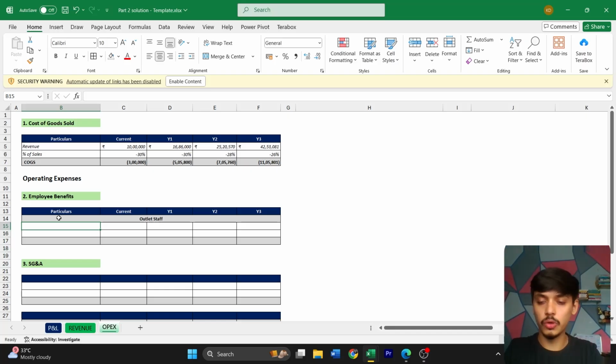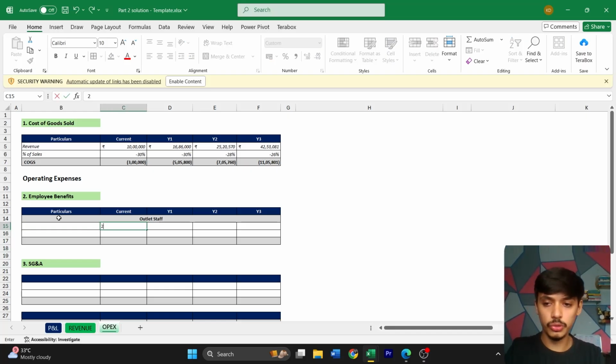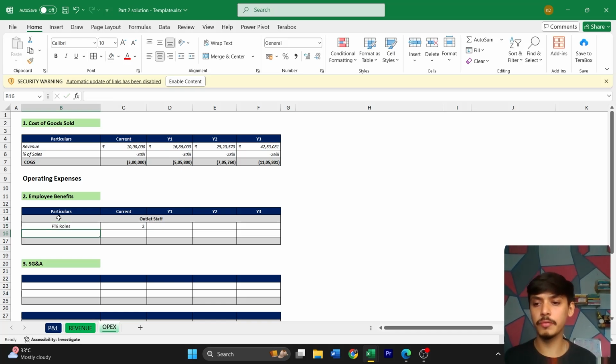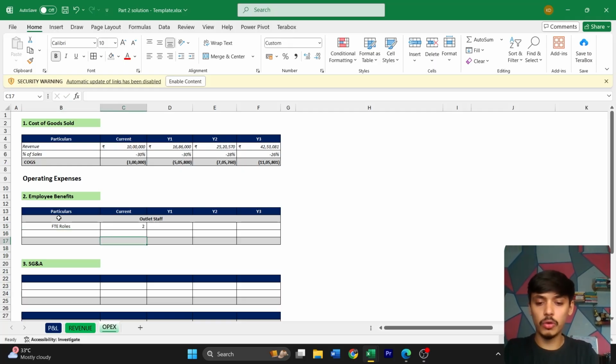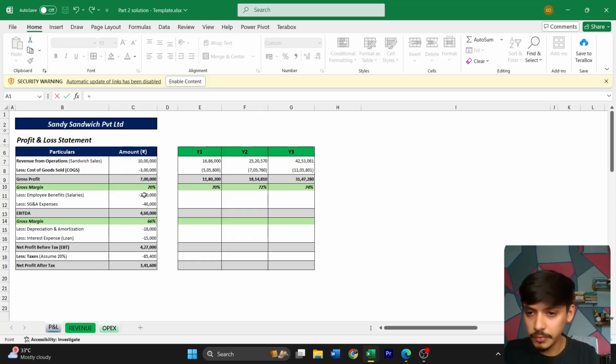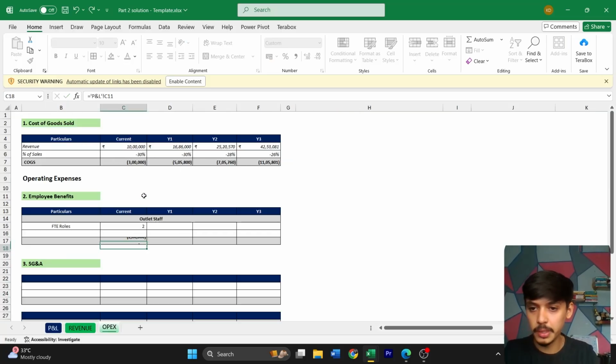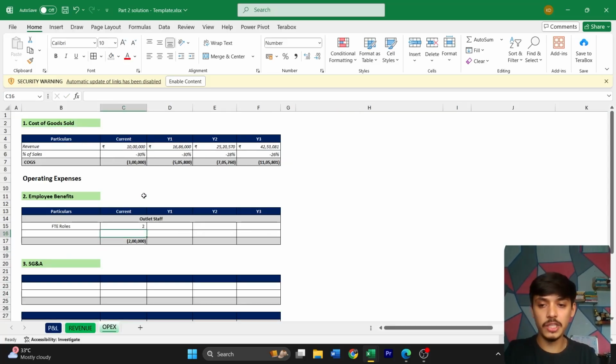So for outlet staff, currently we have two staff. These are full-time employee roles, FTE roles, which we have two, and we have the total salary paid to them, which was 2 lakh from the model. We can see over here, employee benefits paid was 2 lakh, and as we have two employees and the amount paid was 2 lakh, we can then get the average salary as 1 lakh, which was being paid to both the employees.